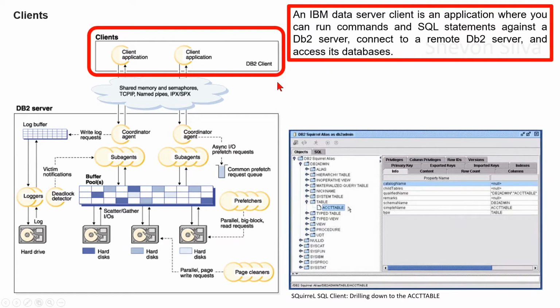Now we are focusing on clients. An IBM data server client is an application where you can run commands and SQL statements against a DB2 server, connect to a remote DB2 server and access its databases. Here you can see a SQL client. Here you can see it's drilling down to the ACCT table.